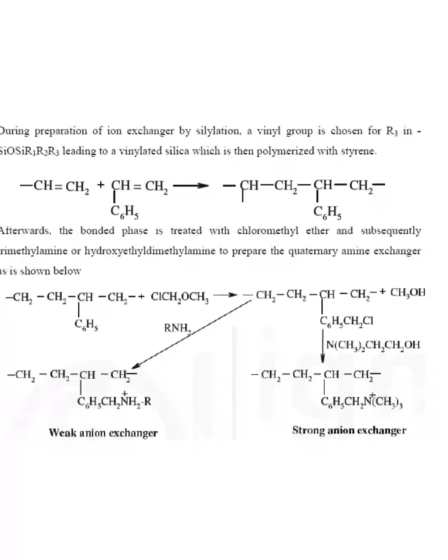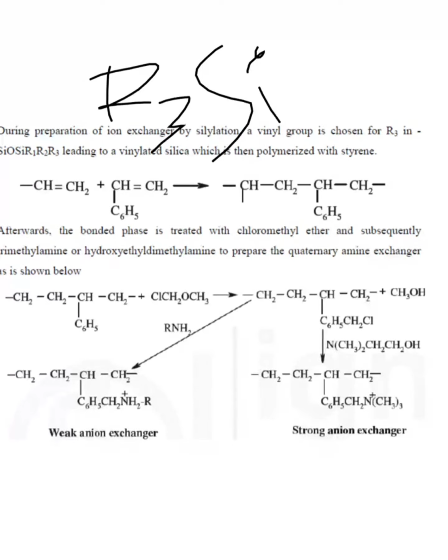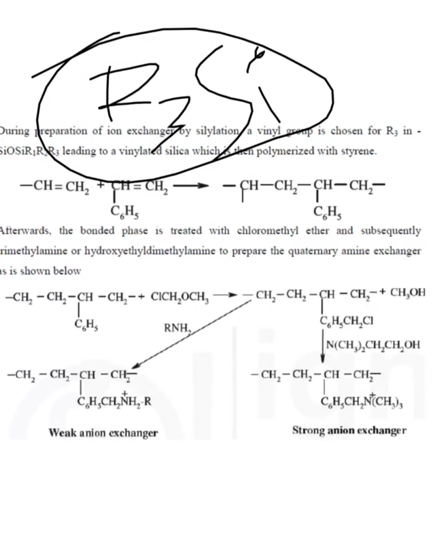So during the preparation of this ion exchange, by silyl, silyl is nothing but the introduction of one or more substituents to a silyl group. It can be denoted as R3Si. It is denoted as the silyl group, to a molecule.